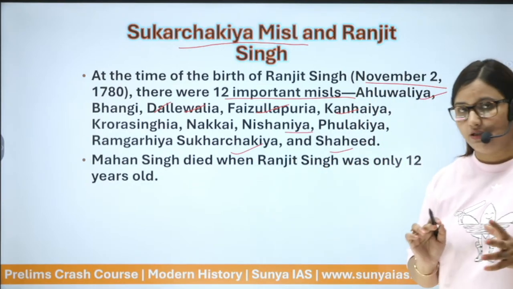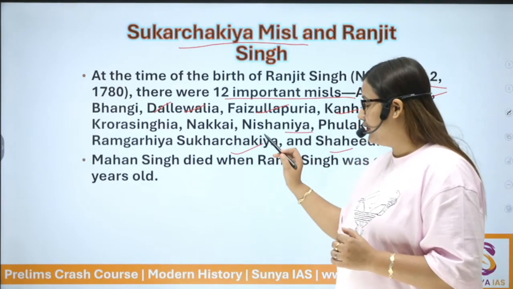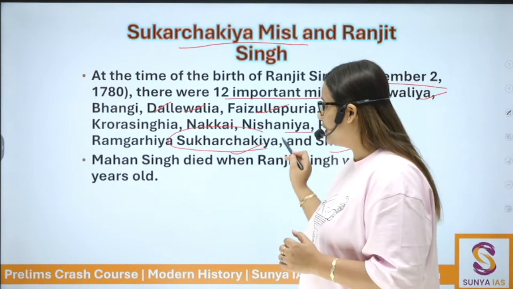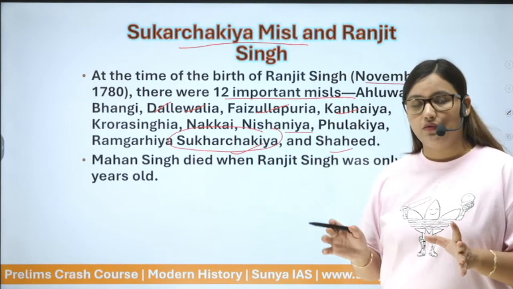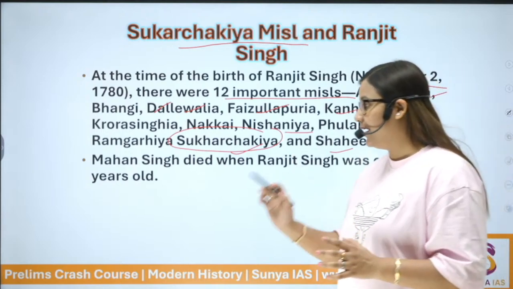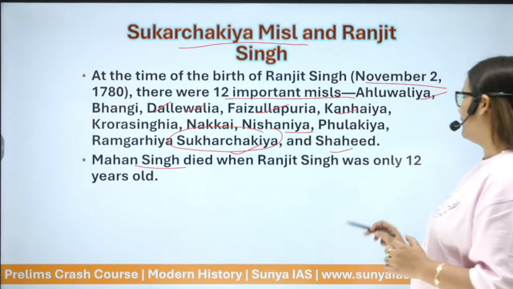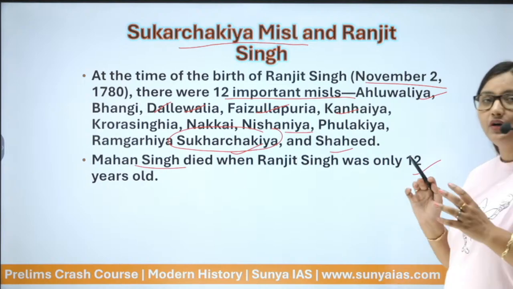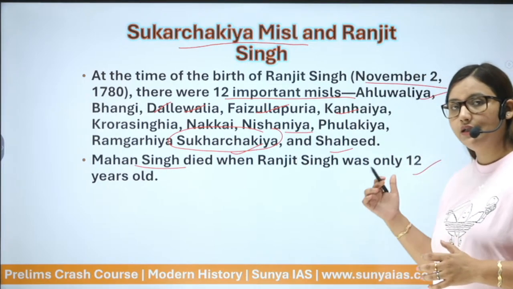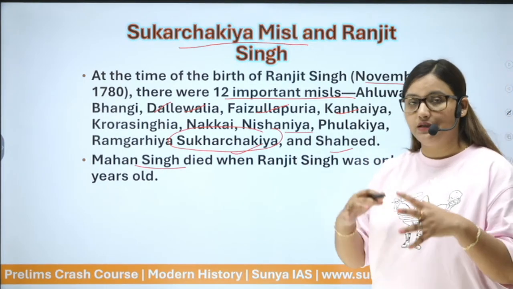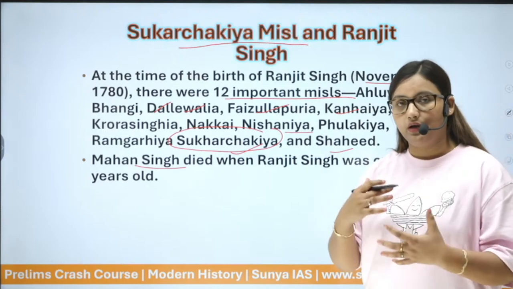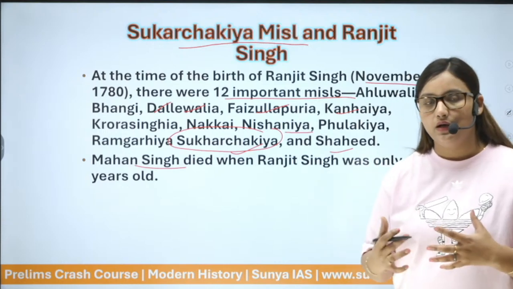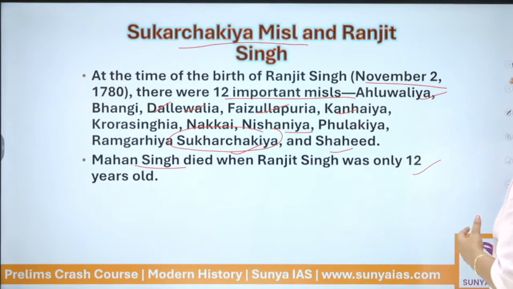These are all different misls. So, Mahan Singh was the father of Ranjit Singh. He was the leader from Shukra Chakia Misl. But Mahan Singh died when Ranjit Singh was only 12 years old. After the death of Mahan Singh, Ranjit Singh started controlling this Misl, having understood the political problems and reasons in this area.